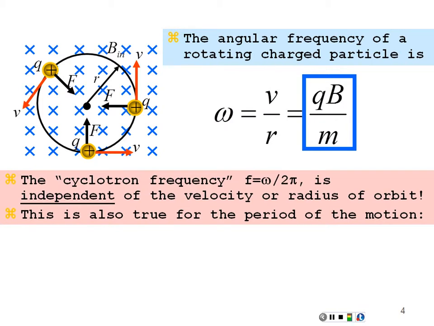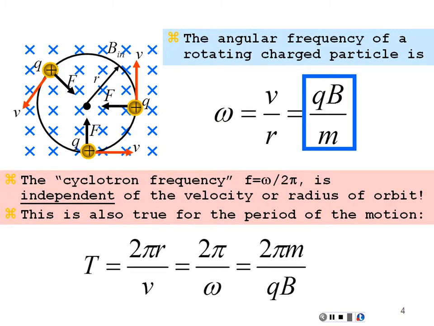And this independence of the radius and the velocity would also be true for the period of the motion. This is what we call the cyclotron frequency and the cyclotron period, respectively.